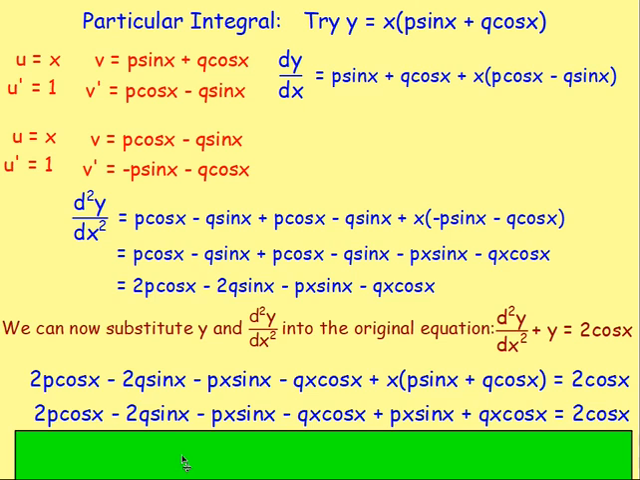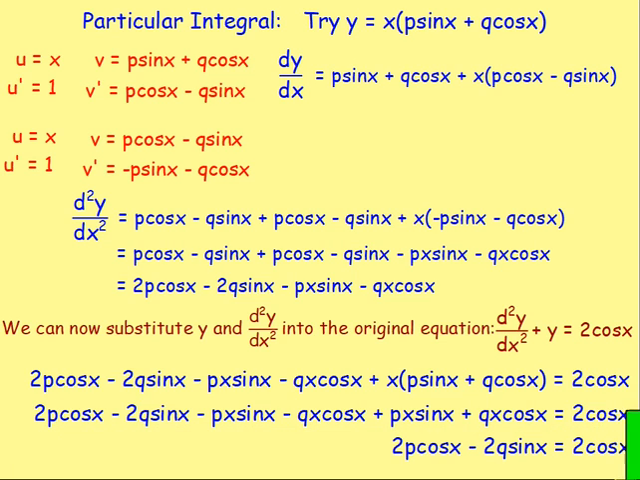And if you look at this, it simplifies down to something that's nice and easy. You get 2p cos x minus 2q sine x. You have a minus px sine x and you have a plus px sine x. So these two terms will cancel out. So that term cancels with that term. And we have a minus qx cos x plus qx cos x. So that term will also cancel. So that is what we get down to.